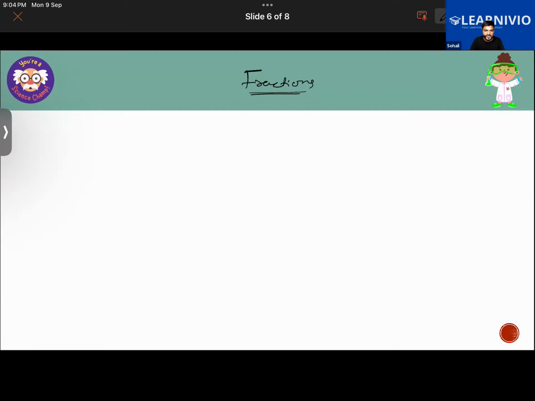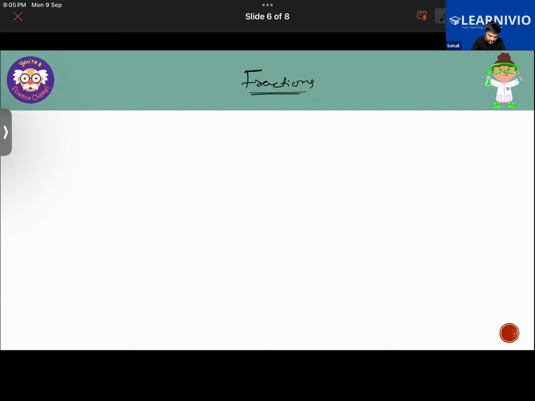Sumaya, you have shared some worksheets, like worksheet number 1, 2, and 3. In which worksheet are you having problems? Just tell me. The second worksheet. The second worksheet deals with addition and subtraction. I don't understand addition and subtraction. Okay, that we are going to learn here.